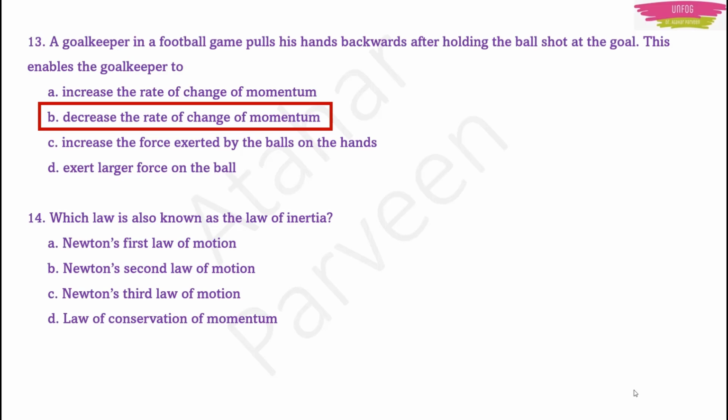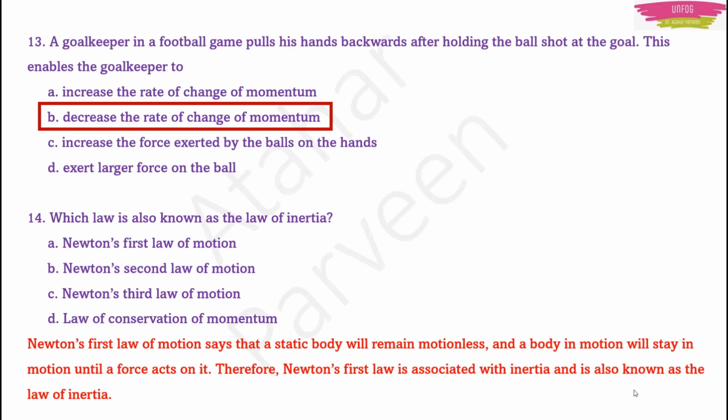Which law is known as the law of inertia? By this time you should know the answer for this. Of course it is the first law of motion, because Newton's first law of motion says that a static body will remain as it is. It will remain motionless, and a body in motion will stay in motion as it is, until a force acts on it. Therefore, Newton's first law is associated with inertia and is also known as the law of inertia. So, the answer to this question is Newton's first law of motion.